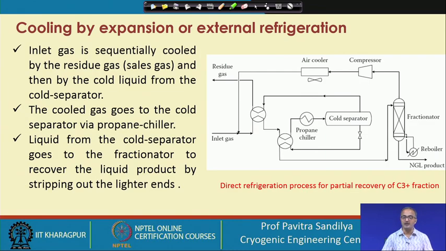Now here we have a typical flow chart for the expansion or external refrigeration. Here we find the inlet gas is sequentially cooled by the residue gas or the sales gas and then by the cold liquid from the cold separator. So what we find here, we have the inlet stream. Here the inlet stream is first being cooled by this residue gas which is obtained from the cold separator. So first, that means we are trying to recover the cold from the residue gas.